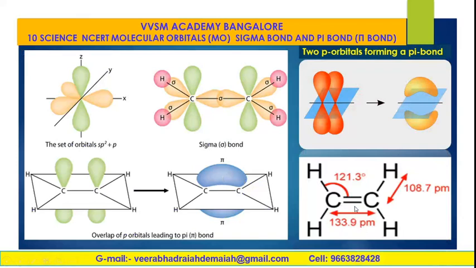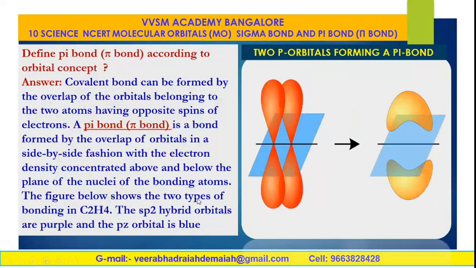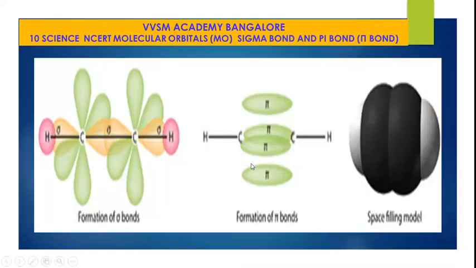For example, in the structure of ethylene, 121.3 degrees, the bond length is 133.9 picometer and 108.7 picometer. Pi bond, this is the pi bond formation, C2H4. The sp2 hybrid orbitals are purple and the pz orbital is blue. Formation of sigma bonds, formation of pi bonds. This is the space filling model.